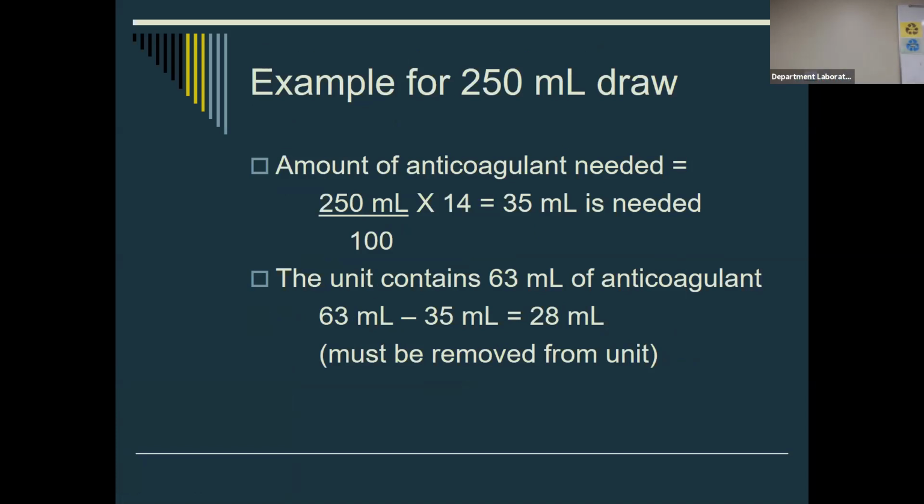So let's say you have an underweight patient and we're only going to draw 250 mils of blood, and you did it divided by 100 times 14. 35 mils of anticoagulant is needed. How much anticoagulant is in that bag? 63 mils, right? So if we only need 35, you can pull off some anticoagulant from that bag. So you could take the 63 mils minus the 35. We need to pull off 28 mils of anticoagulant out of that bag. All right, that would give us the appropriate 35 mils. Does that make sense to everybody?